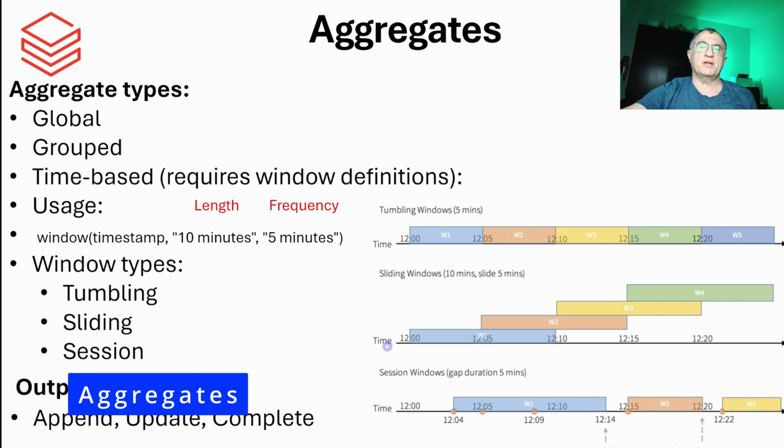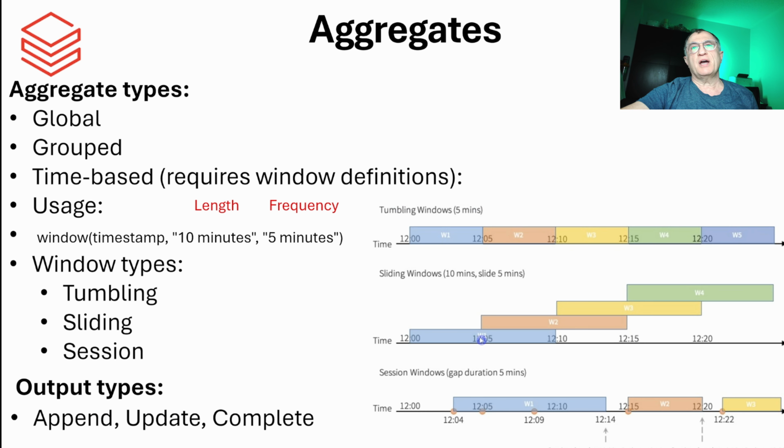Now let's talk about aggregations. Aggregation can be divided into multiple types. So global aggregations are the simplest one. They work on an entire table level, and you don't need to specify any keys for that. Grouped aggregations, on the other hand, require certain keys from your data set. So you basically group your data based on certain keys, and then you apply aggregations. The time-based aggregations are a variety of grouped aggregations, and here you need to include a time-based column as well.